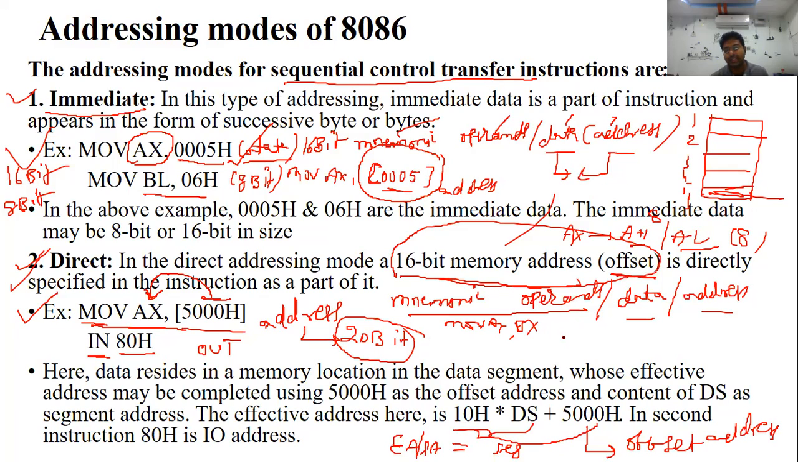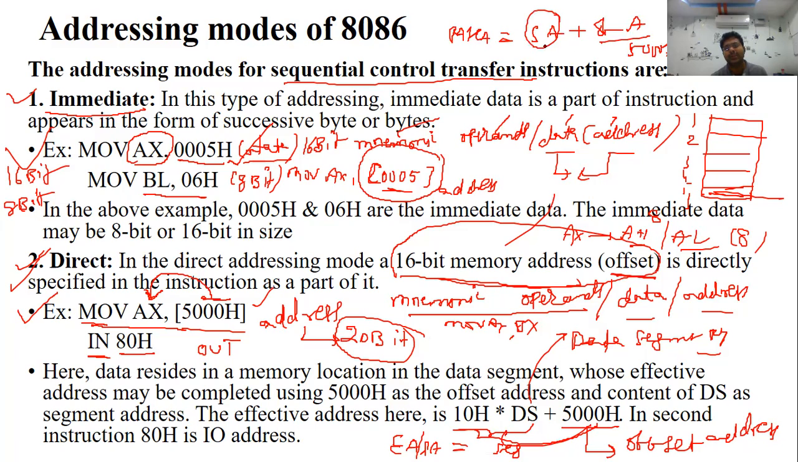DS stands for data segment register. The microprocessor considers this instruction's address by adding 5000H. Why? Because the physical address, or effective address, is equal to the segment address plus the offset address. The offset address represents 5000H. Who represents the segment address? The microprocessor allocates the segment address like this, from the data segment.